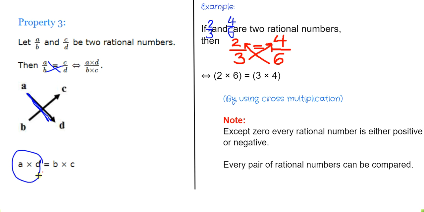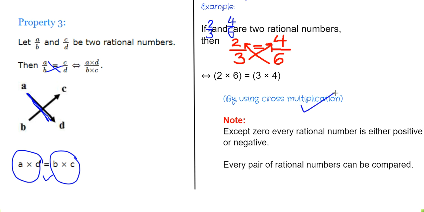So if I do the cross multiplication and the products of both multiplications come out equal, in that case I can say that my given rational numbers are equal. Let us just see an example. If I am given two rational numbers 2 upon 3 and 4 upon 6, and I want to find out whether they are equivalent to each other or just want to compare them, what I can do is put both of them equal, then use the cross multiplication method.